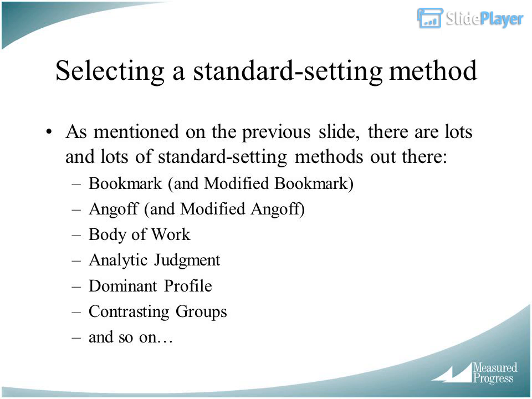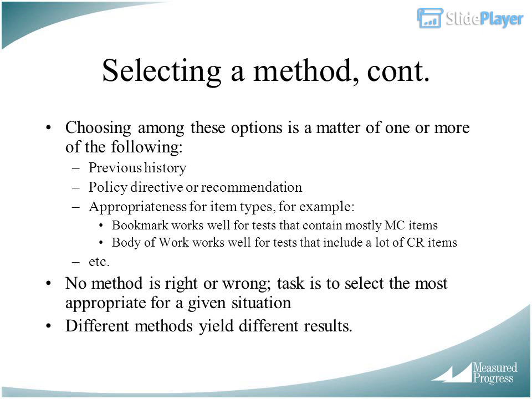Bookmark, and modified bookmark. Angoff, and modified Angoff. Body of work. Analytic judgment. Dominant profile. Contrasting groups. And so on. Choosing among these options is a matter of one or more of the following: previous history, policy directive or recommendation, appropriateness for item types. For example, Bookmark works well for tests that contain mostly MC items, body of work works well for tests that include a lot of CR items, etc.